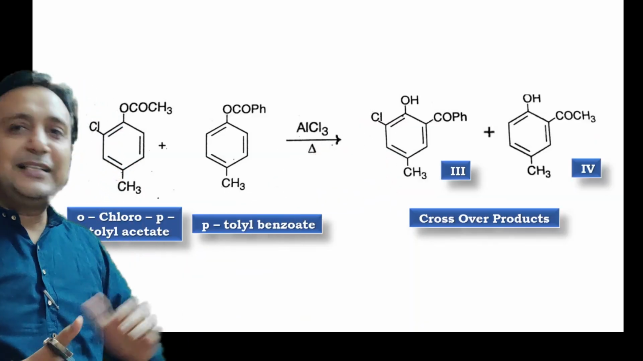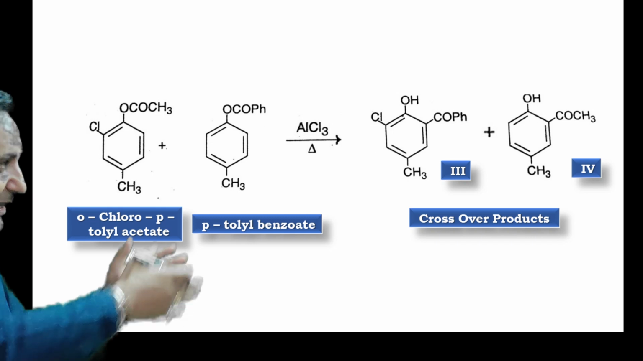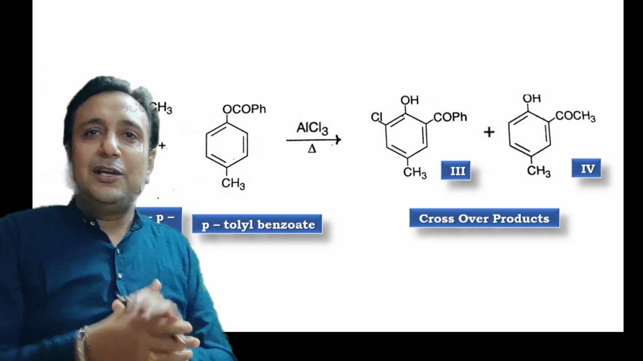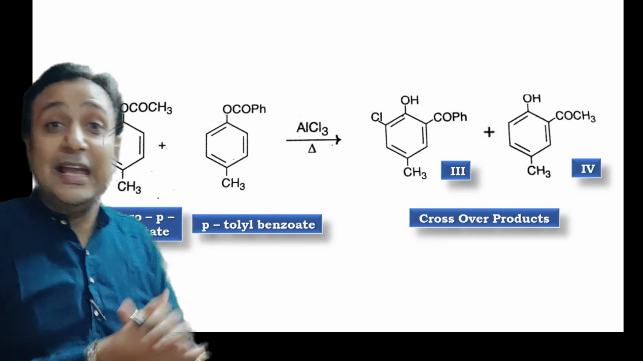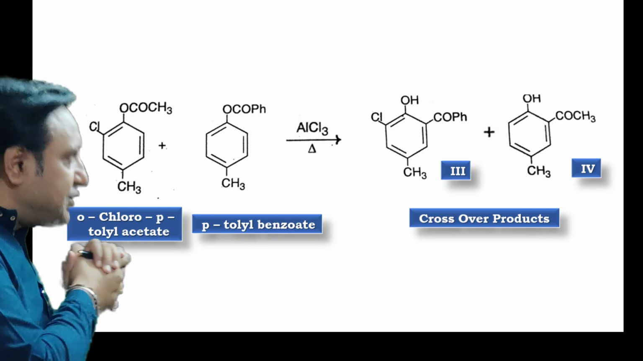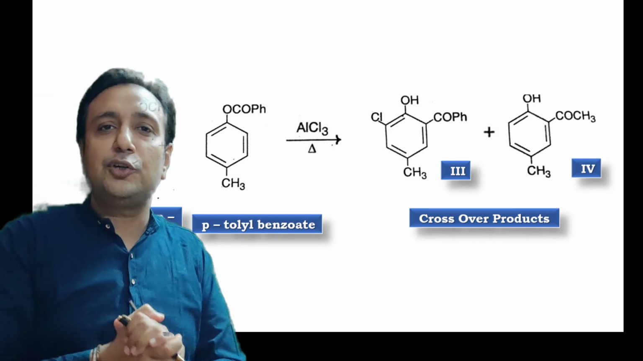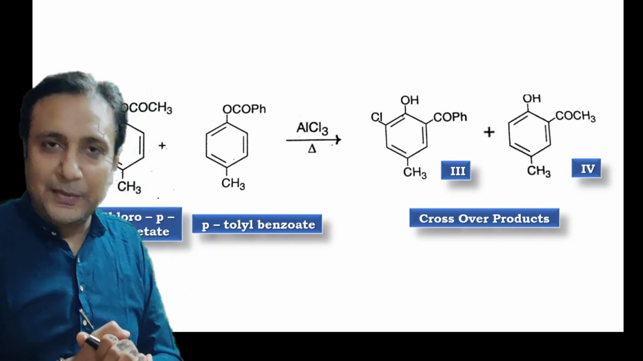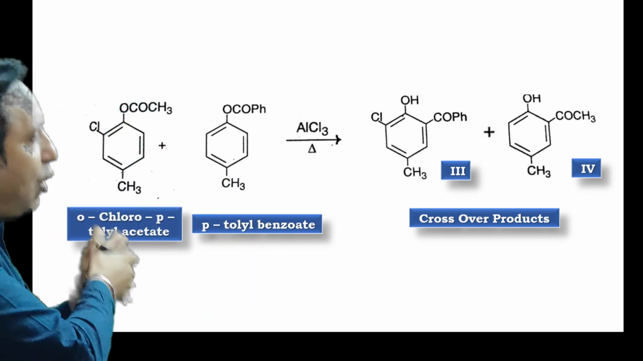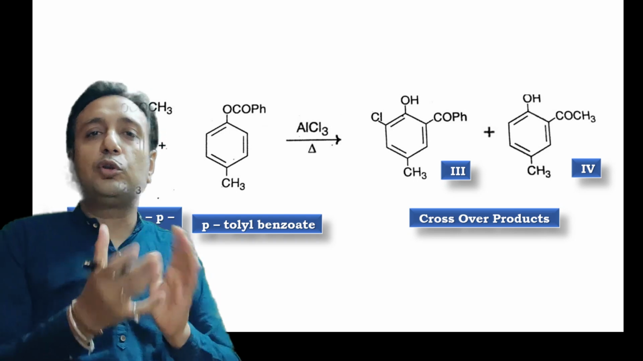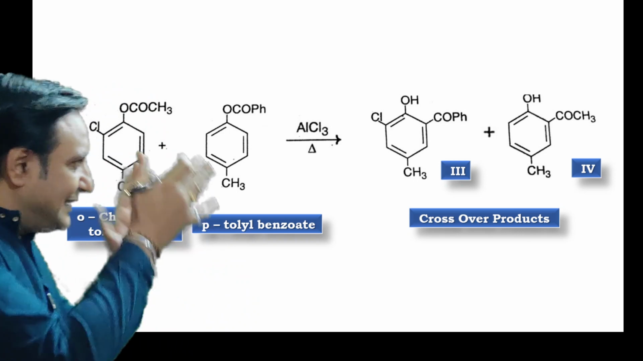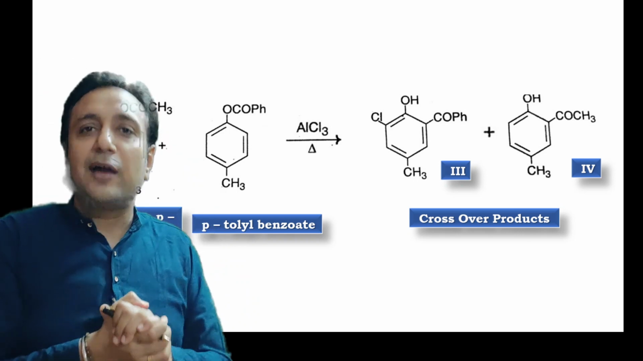The second pair is the crossover products, in which the acetyl group is shifted to the ortho position of para-tolyl benzoate and the benzoyl group is shifted to the ortho position of ortho-chloro-para-tolyl acetate. So these two kinds of products are obtained.